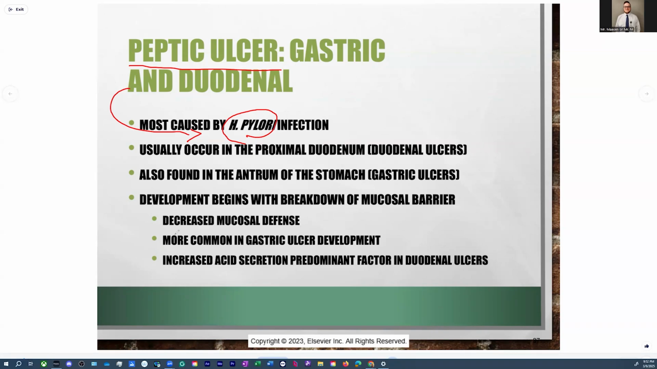But just think of the development of ulcers as basically breaking down that mucosal barrier. Because think about the stomach again, hydrochloric acid has big epithelial cells that are big and thick and produce mucus.